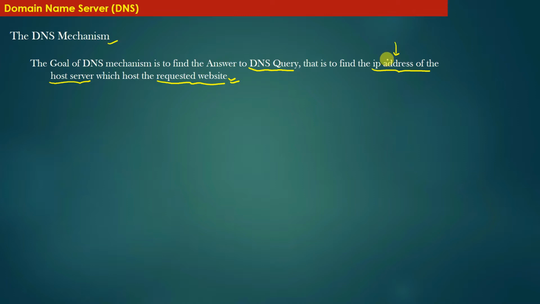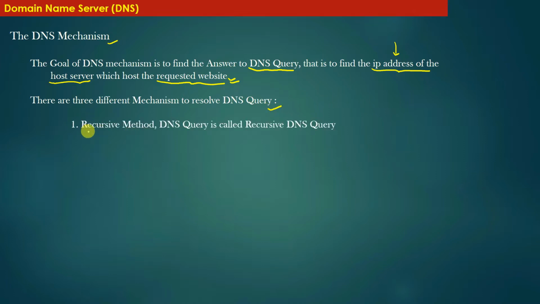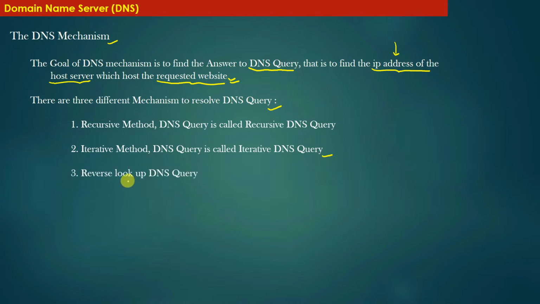Now there are three different mechanisms to resolve a DNS query. The first one is the recursive method, called the recursive DNS query. The second method is the iterative method, called the iterative DNS query. And the third method is the reverse lookup DNS query. We will discuss each of these methods of resolving a DNS query one by one.